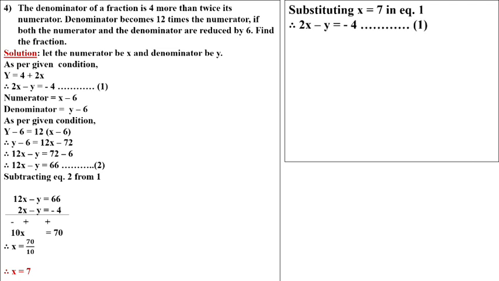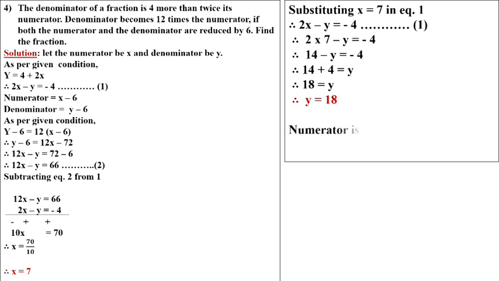And what equation number 1 do we have? 2x minus y equal to minus 4. So we substitute the x value 7. 2 times 7 minus y equal to minus 4. 2 times 7 is 14 minus y equal to minus 4. Now student, the minus 4 will come to the left side and become plus 4, and minus y will go to the right side and become plus y. 14 plus 4 became 18. So student, here the numerator is 7 and the denominator is 18. Therefore our fraction is 7 upon 18.